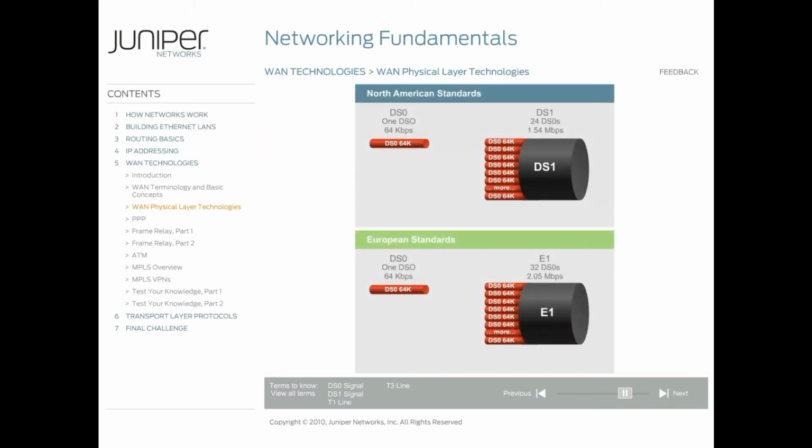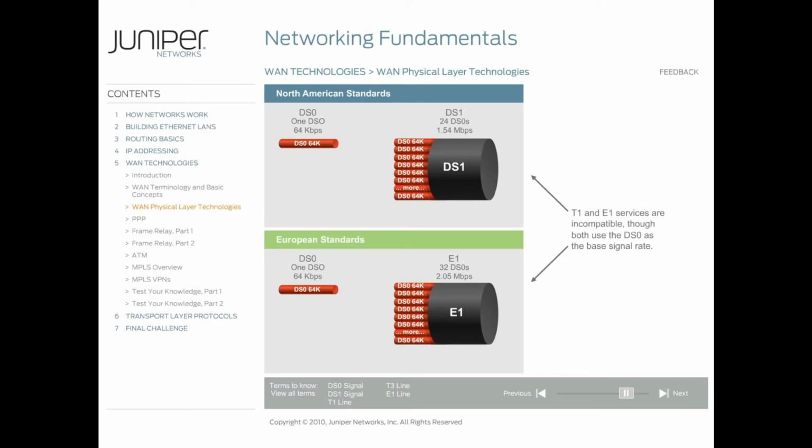In most other places in the world, customers use E1 services, where the E stands for European, in place of T carrier services. T1 and E1 services are incompatible, though both use the DS0 as the base signal rate. An E1 differs slightly from a T1 in that its data rate is 2.05 megabits per second and is comprised of 32 DS0s instead of 24.